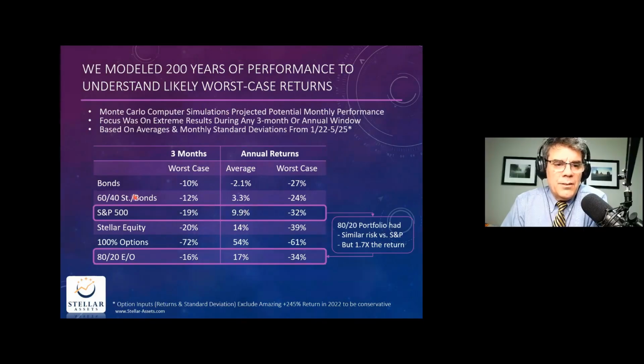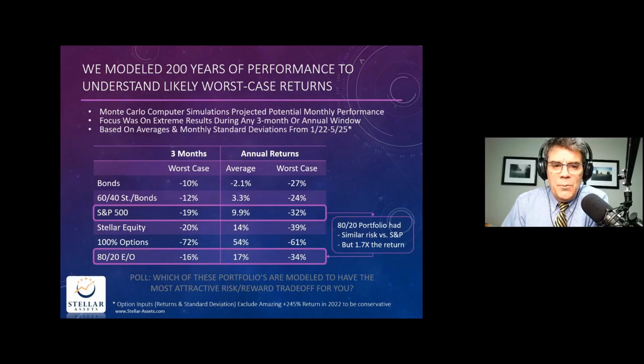So we did that for bonds, the 60/40 traditional portfolio, and you can see the different options here, different portfolios. The 80/20 equity option portfolio, worst case was minus 16%. So we're comparing that with the S&P 500. It actually did better in the short run, slightly worse over the full year. There was a minus 34% year versus minus 32%, but essentially the same. The real difference is here in the performance: 10% for the S&P versus 17% on average for the 80/20 portfolio. Now, this is based on previous returns over the last 3 years, and these are all modeled results. So things could change, but it certainly looks attractive to do 80/20 over the S&P 500.